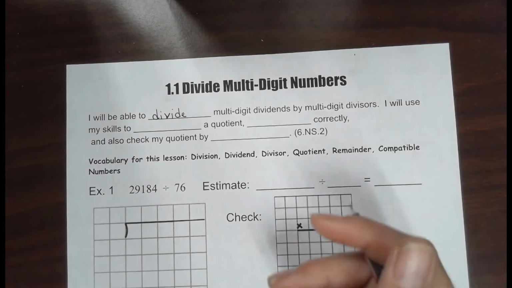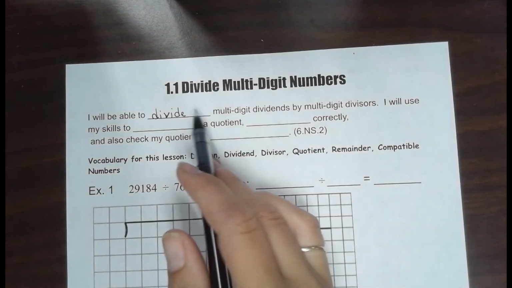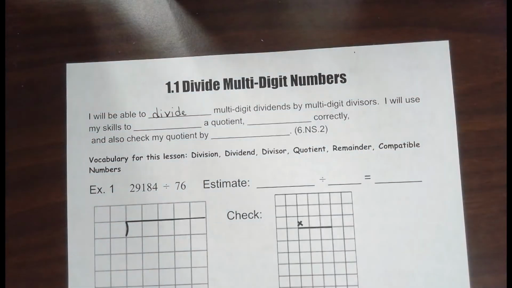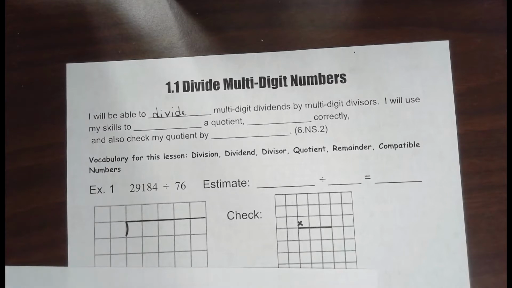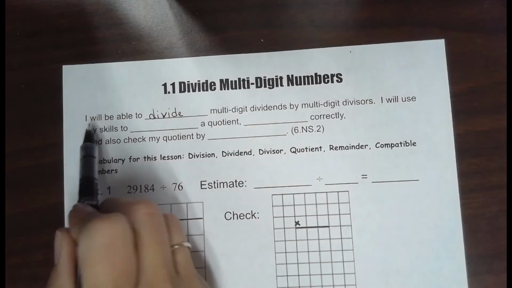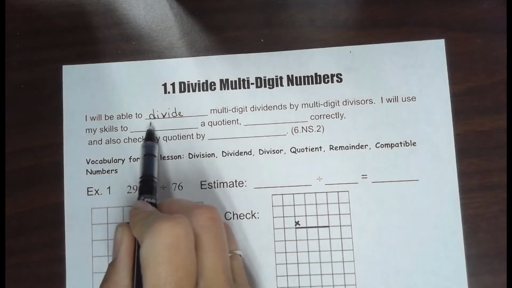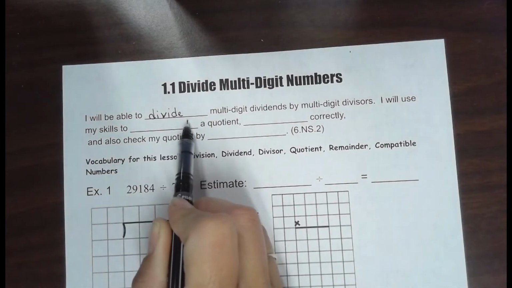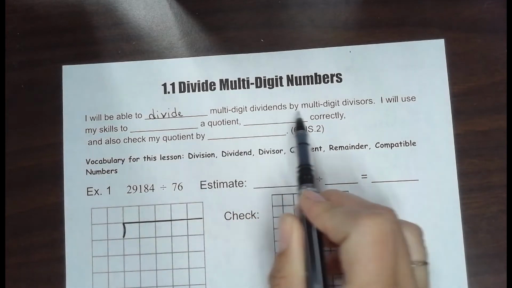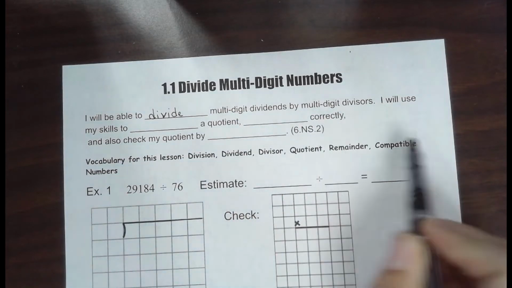Welcome back. Today we're going to be dividing multi-digit numbers. So you are going to need to have page 18 and page 16 pulled out of your math journal. That way you can fill it out and write on a nice flat surface so that you can fill this out with me. All right, so today I will be able to, in this blank, I want you to write divide. I will be able to divide multi-digit dividends by multi-digit divisors.